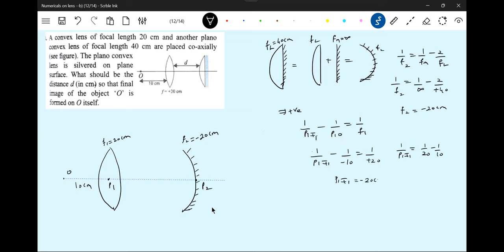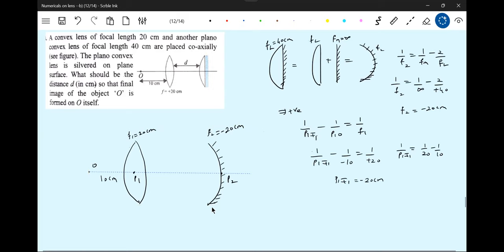Minus 20 centimeters. So the image will be where the image will be here. Now the refracted rays. So what happened? They'll converge. Okay, they'll converge here.